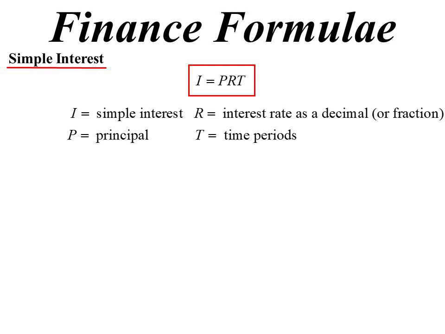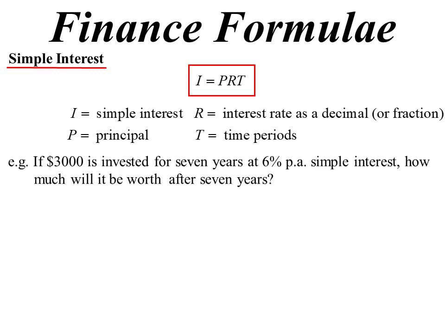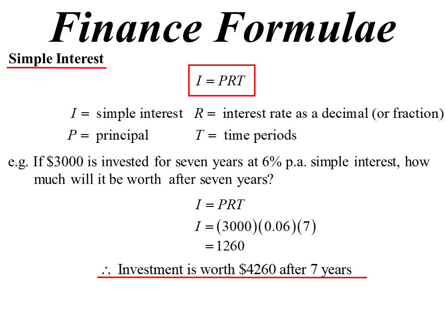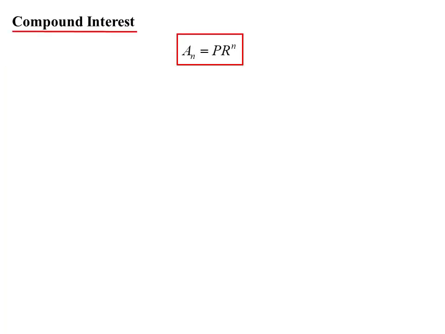Some people write it as PRT over 100, but then the ratio has to be a percentage for that formula to work. So you got $3,000, you're going to invest it for 7 years, 6% simple interest. What will it be worth after 7 years? Work it out or sub it in, and the interest is $1,260, but that's not what they've asked us for. They want to know how much the whole investment's worth, so we need to add that on, and we get the $4,260. Compound interest, of course, is what happens in the real world.